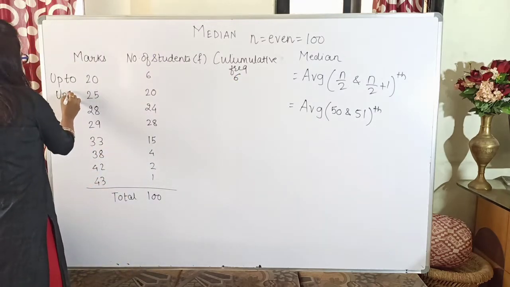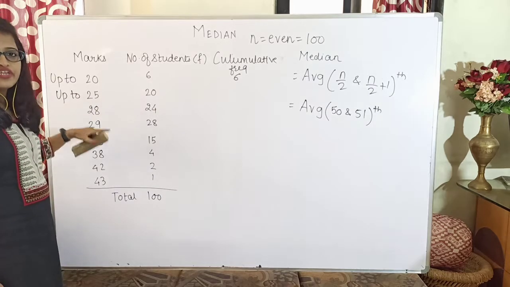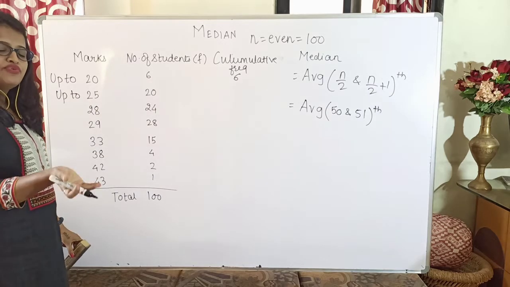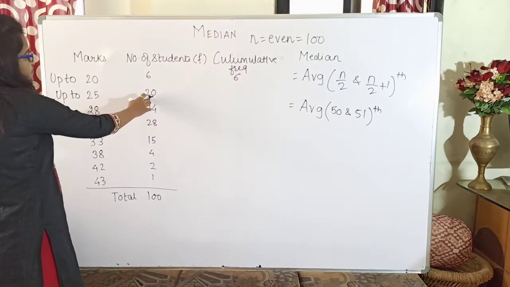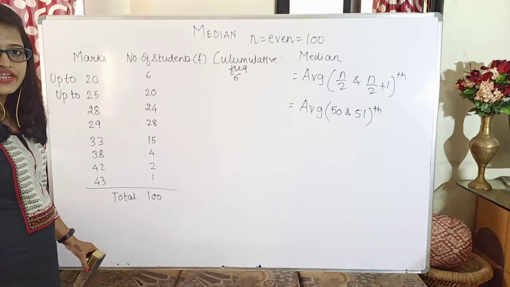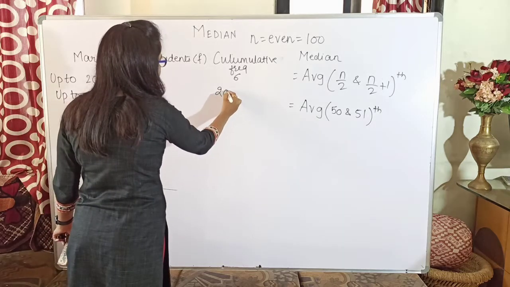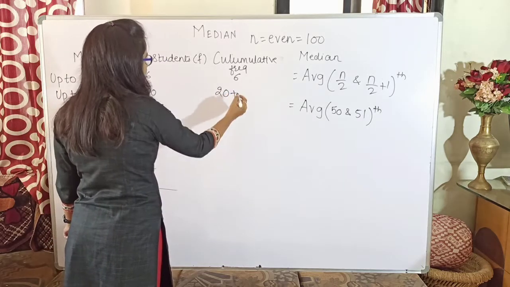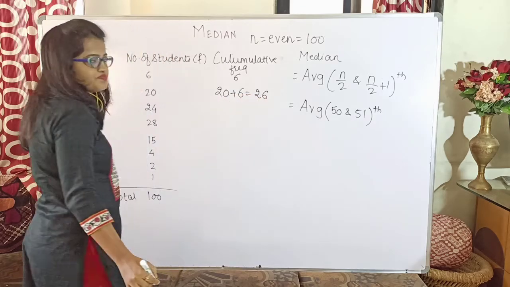How many students have obtained the marks up to 25? Up to 25 means before 25 values will also get added, isn't it? So before 25, what are the number of students? There are 6 students who have obtained 20 marks, so they will also get added. So 20 value of this frequency and the 6 of the previous one, so here the addition is 26.